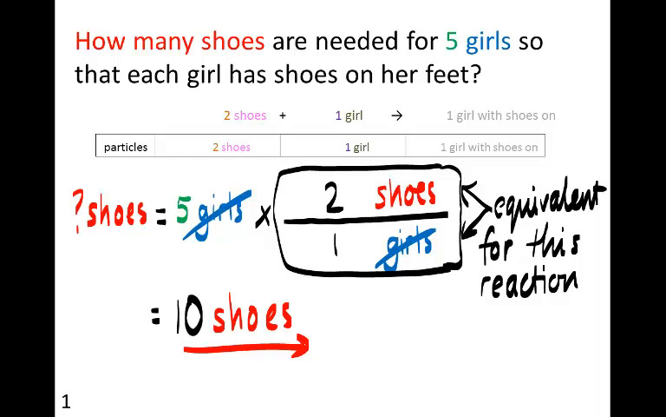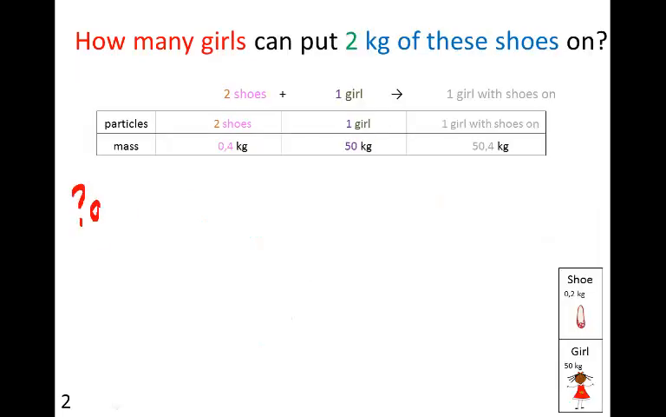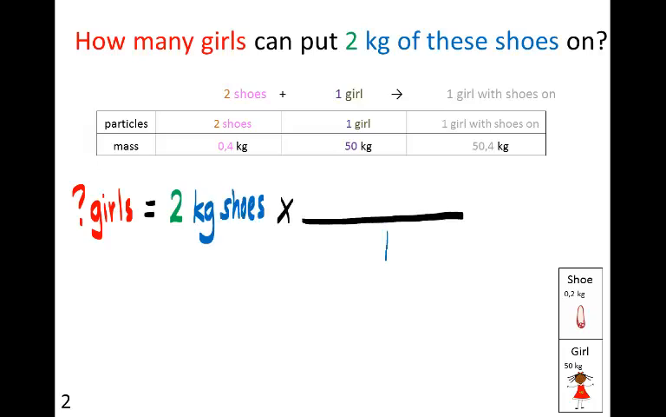But it's good to take an easy situation and use the method so that we can get used to the method and apply it to more difficult problems. How many girls can put on 2 kilograms of shoes? Of course, not any shoes, but for this particular situation, these shoes on their feet. So we need a conversion factor which has kilograms of shoes, for these particular shoes, at the bottom, to cancel that unit away, and girls, again these particular girls, at the top.